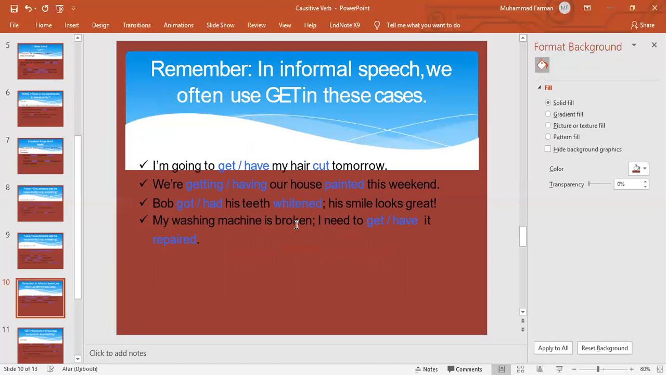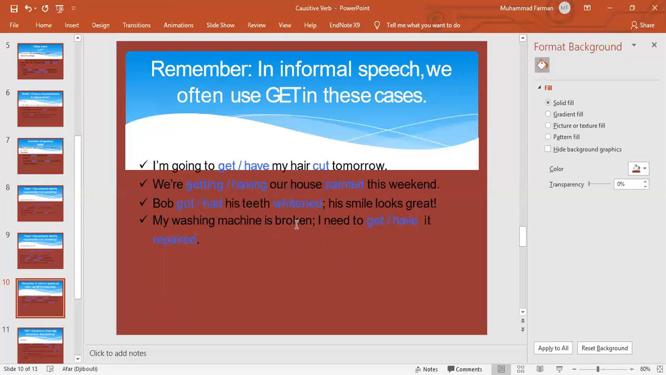I am going to get my haircut tomorrow. We are getting our house painted this weekend. Bob got his teeth whitened. His smile looks great. My washing machine is broken. I need to get it repaired.